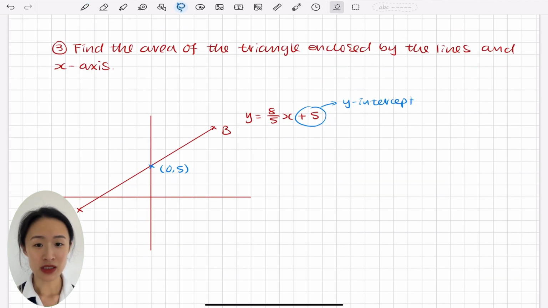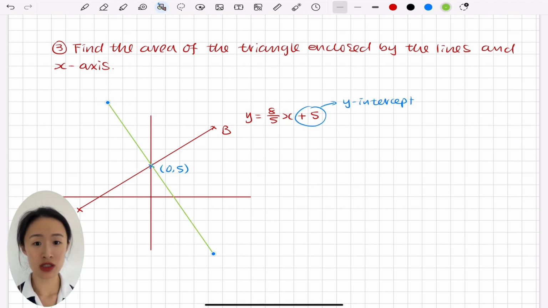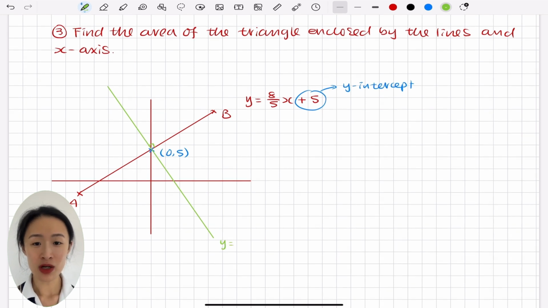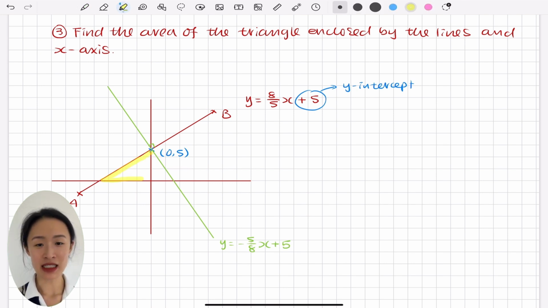In the third question, they want us to work out the area enclosed by the lines and the x-axis. So with this type of question, it is a very good idea to get ourselves a sketch, so then we can see what the triangle looks like. I've got the straight line AB, and then in part 2, we also worked out the equation of the perpendicular bisector. So I can add that line to my diagram. So now we can see what this triangle looks like. I'm going to add some letters so then we can name them more easily.